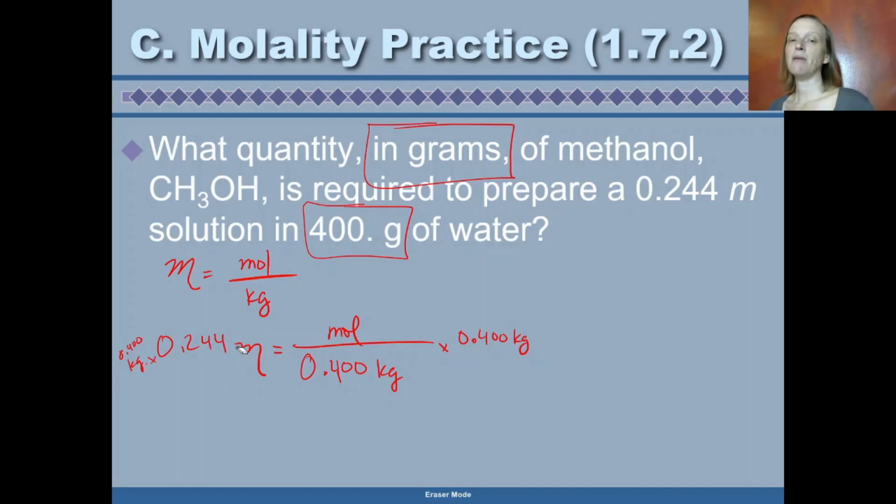Again, it may be helpful to you to rewrite that cursive M as moles per kilogram if it helps you to see those units canceling out. And 0.400 times the 0.244 gives us 0.0976 moles is our value for the number of moles of CH₃OH.